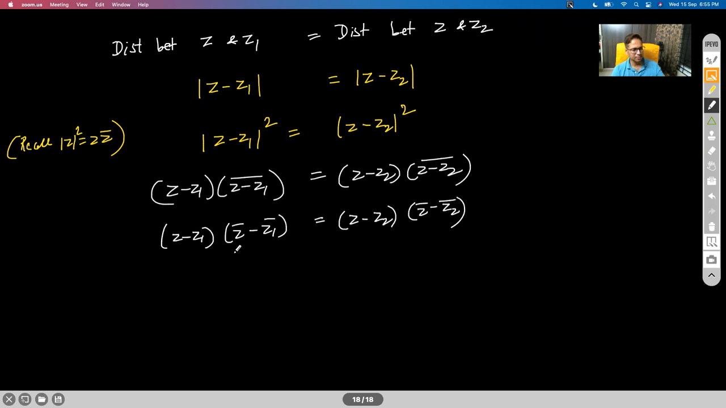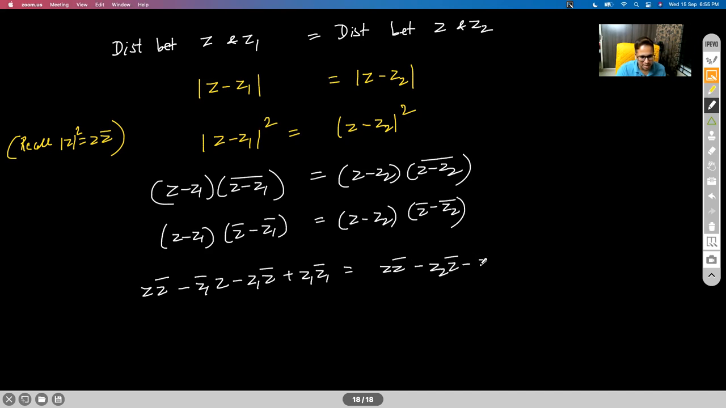Okay. Let's multiply. So if you multiply, you will get Z Z conjugate. By the way, I could have written it as mod Z square also, but let's not go into that depth. This will be minus Z1 conjugate Z minus Z1 Z conjugate plus Z1 Z1 conjugate. Here also Z Z conjugate minus Z2 Z conjugate minus Z2 conjugate Z plus Z2 Z2 conjugate.